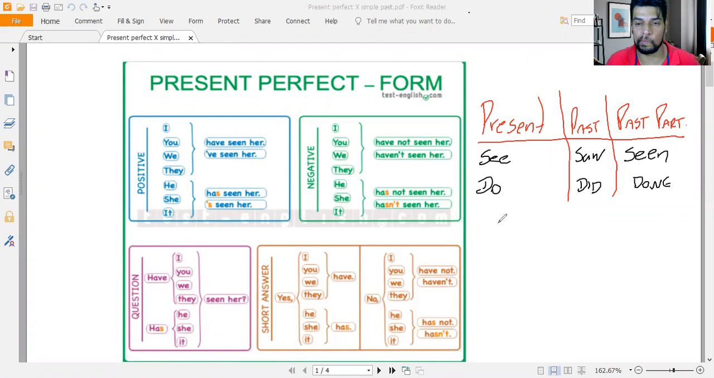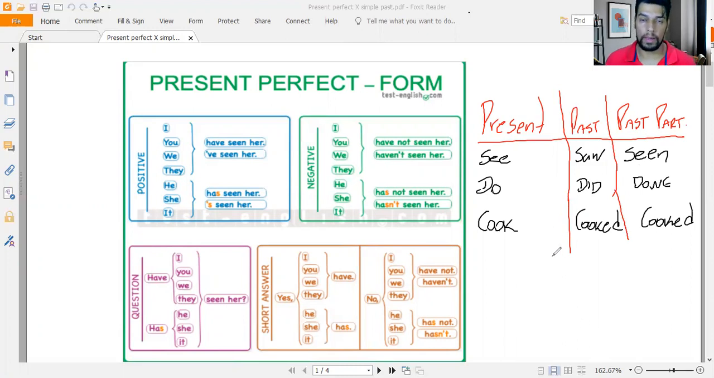Let's have a regular verb now. We have cook, cooked, and here cooked. So we have these verbs.